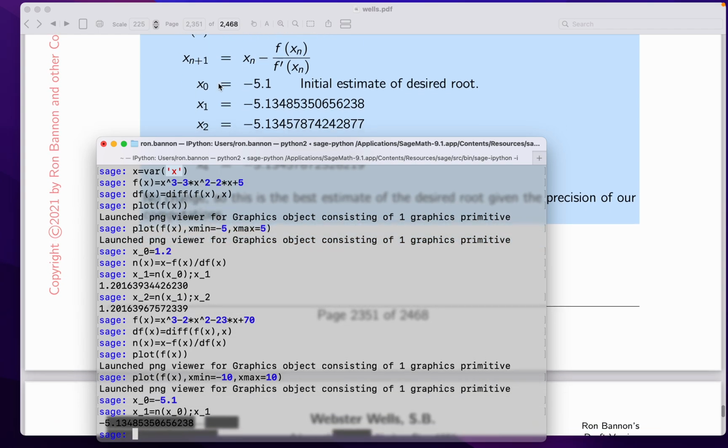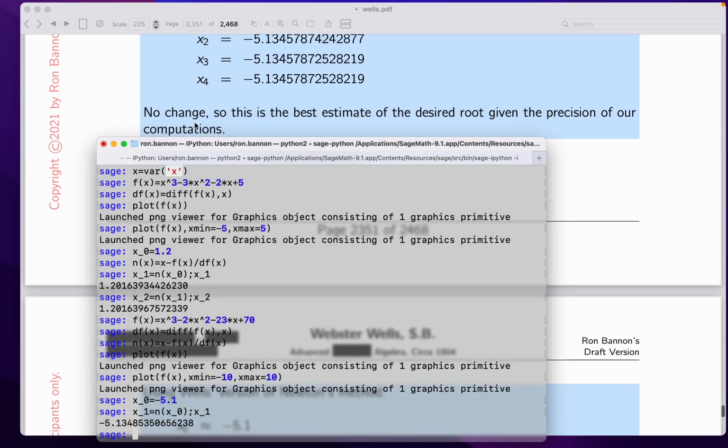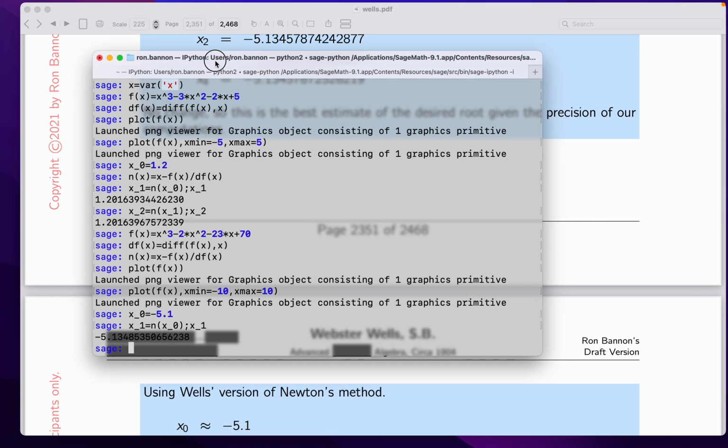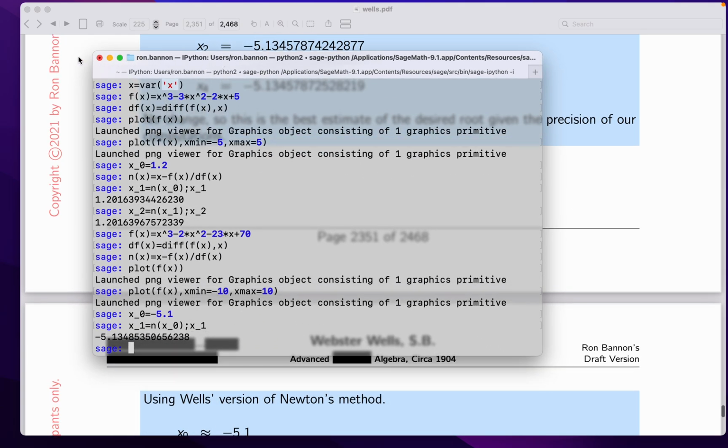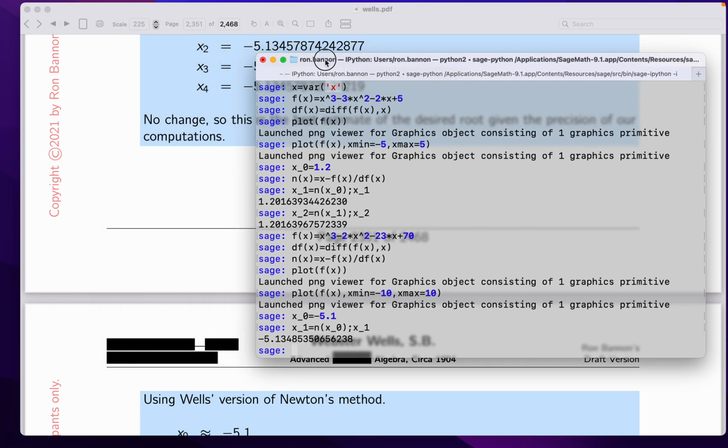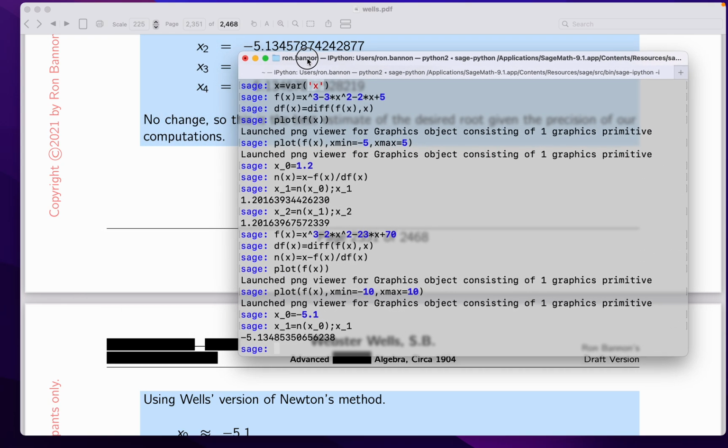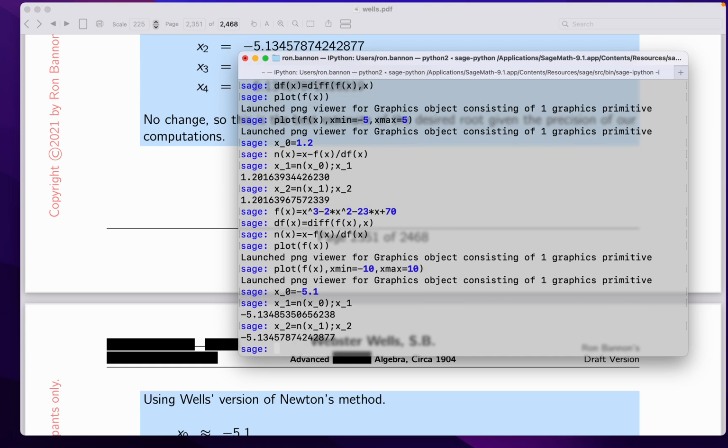Now I want to see if I get the next one. All right? Let me pull this over so you can see what I'm doing over here. I want to see if I get x2 now. x2 is going to equal n of x sub 1. And what do I want to do? I want to display x2. Let's hope we get the same number.